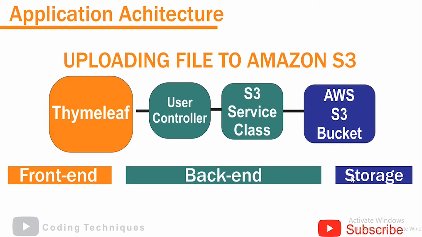So here is the application architecture for uploading a file to Amazon S3. We have Thymeleaf as a front end, and in the backend we have a user controller and an S3 service class, and then the storage. It will pass through this channel. The storage is an AWS S3 bucket.